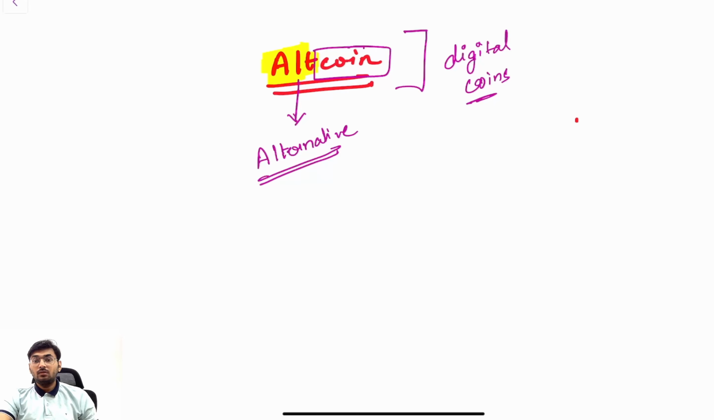So now, first of all, what we created is Bitcoin. Clear? Now, after Bitcoin became popular, we created more digital coins. And all these additional digital coins are known as altcoins. First of all, we started with Bitcoin. It became famous and then we started creating more coins. Now, all these coins, we call them altcoins, or you can say alternatives to Bitcoin.